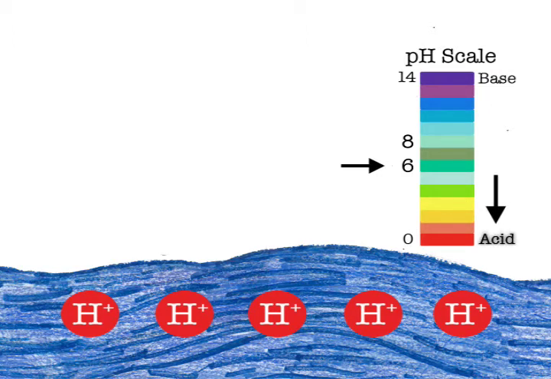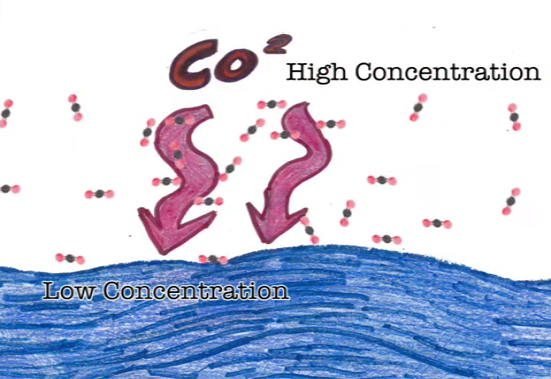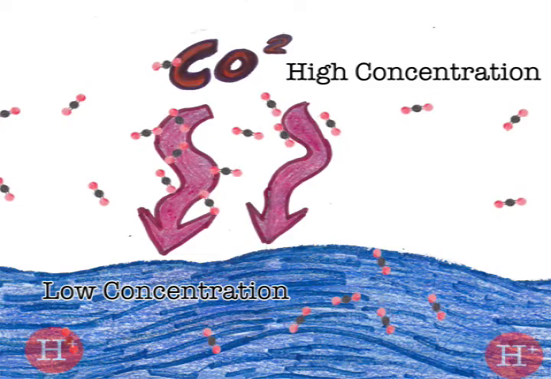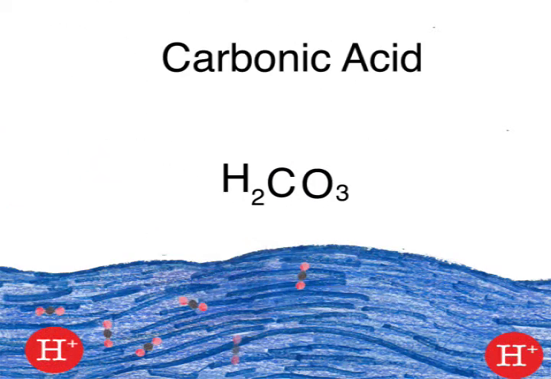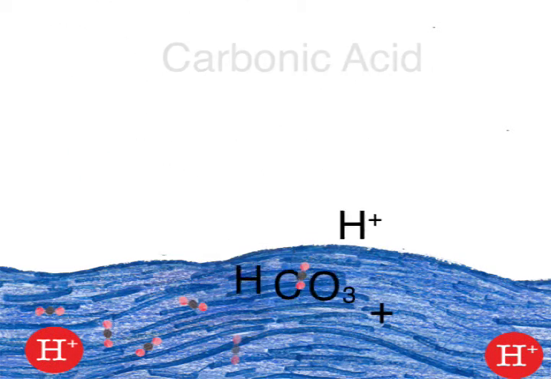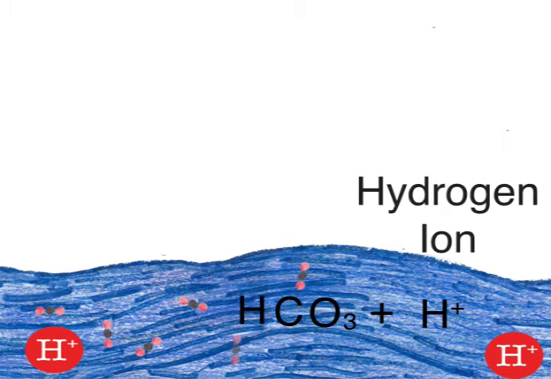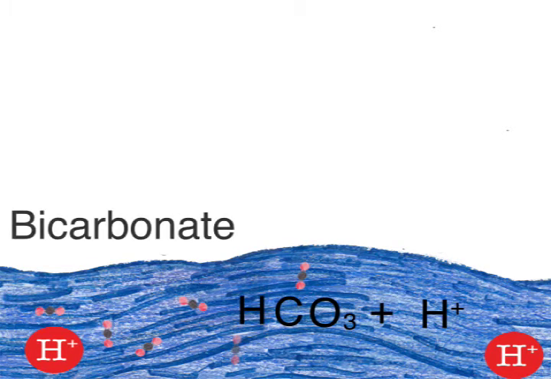An acid has a pH of 6 or lower, and a base has a pH of 8 or higher. CO2 is dissolved in the seawater and carbonic acid is produced. The carbonic acid dissociates in the water, releasing hydrogen ions and bicarbonate.